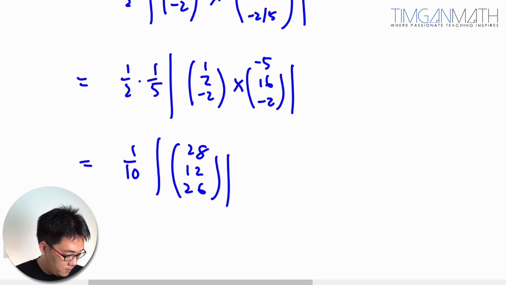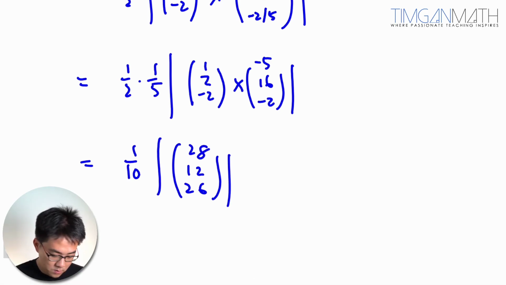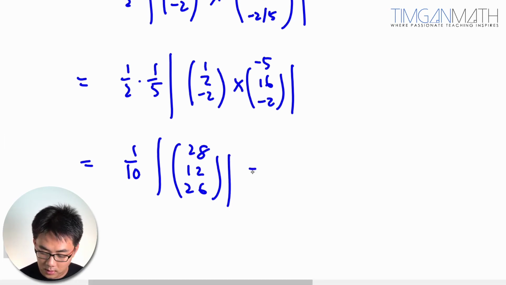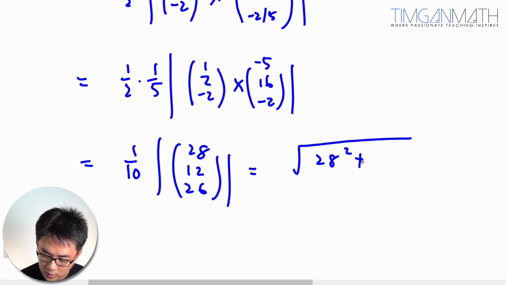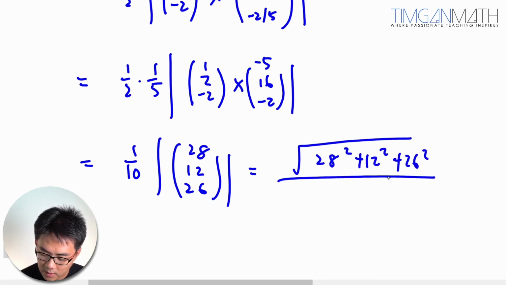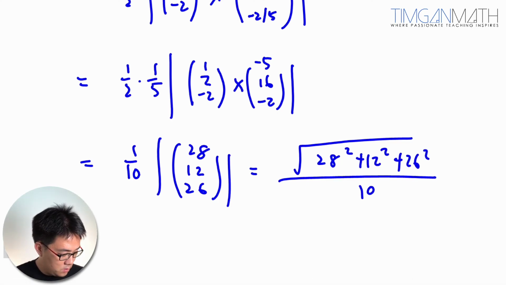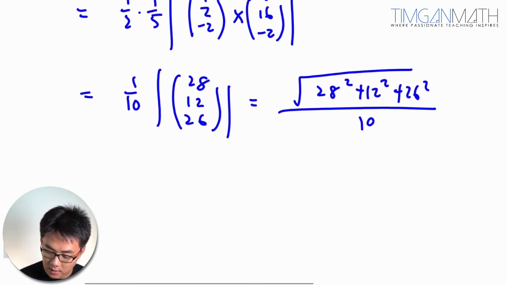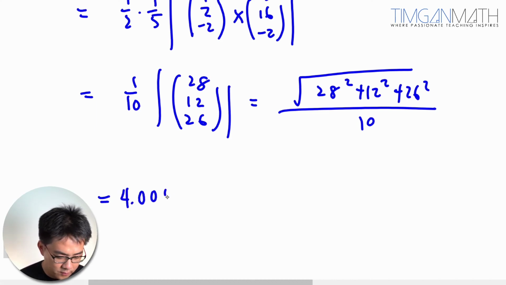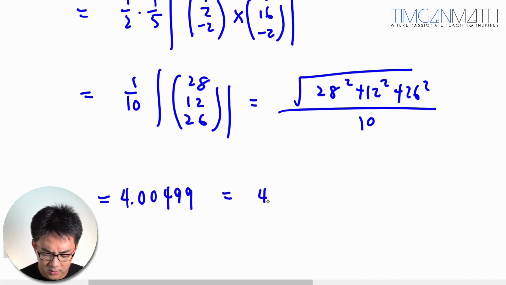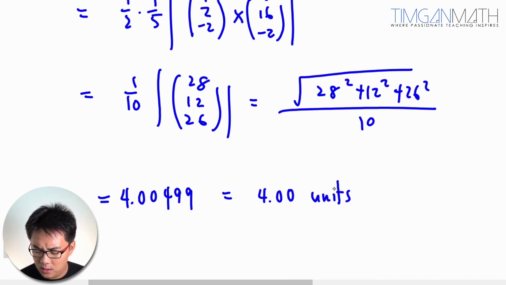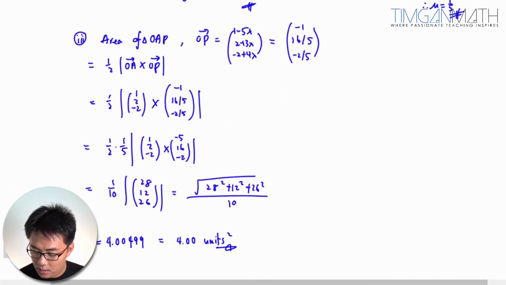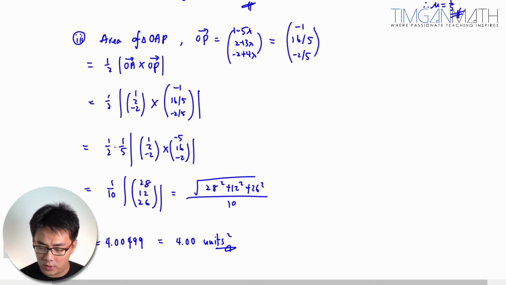Let me check again. Okay, so this will be the answer, and hope we get the answer. Anyway, you want 3 dp, right? So it's just 4.00499. I think this is quite a manageable question, not really a very unreachable question.